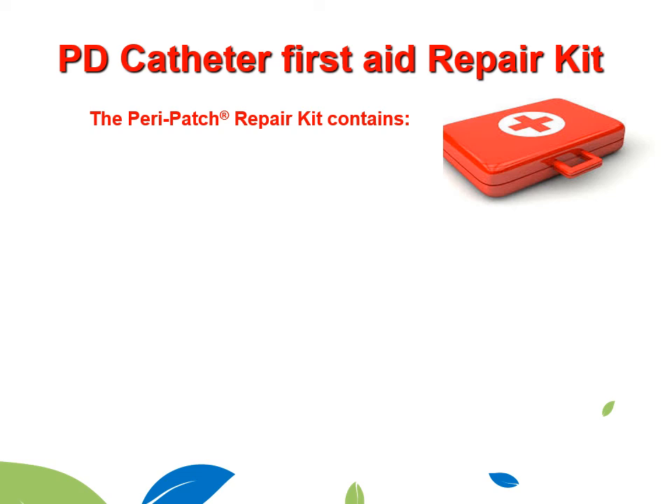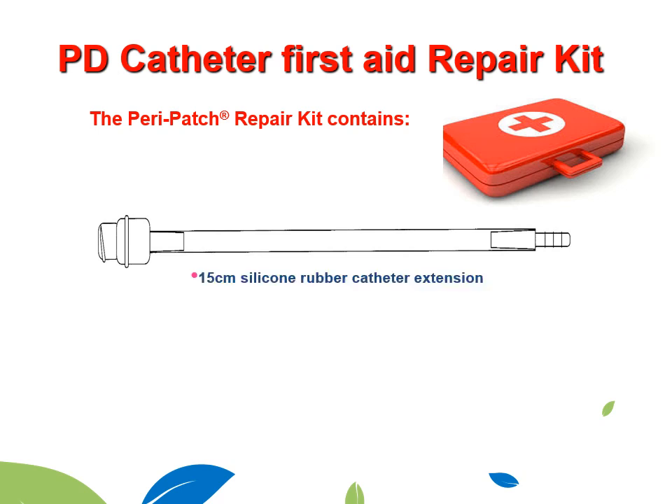Last slide, actually, we have this PD catheter first aid repair kit. It should be there in any peritoneal dialysis unit, as it contains this 15 centimeter silicone rubber catheter extension in cases of accidental cutting of the external part of the catheter. You will face some patients that sometimes cut the external part of the catheter by mistake. Then you have to use this external rubber extension to overcome the cut part of the catheter. And there is no need to change the catheter at all if you inserted this piece.